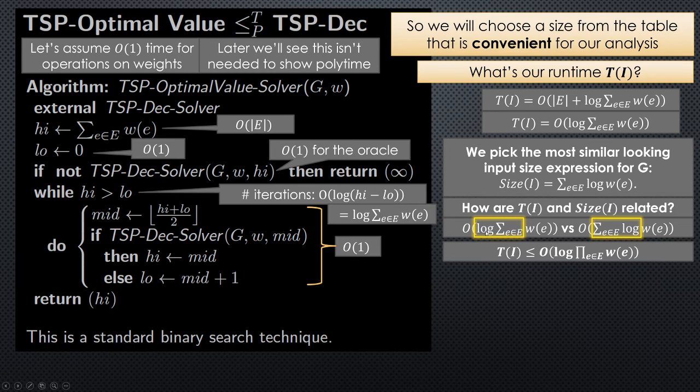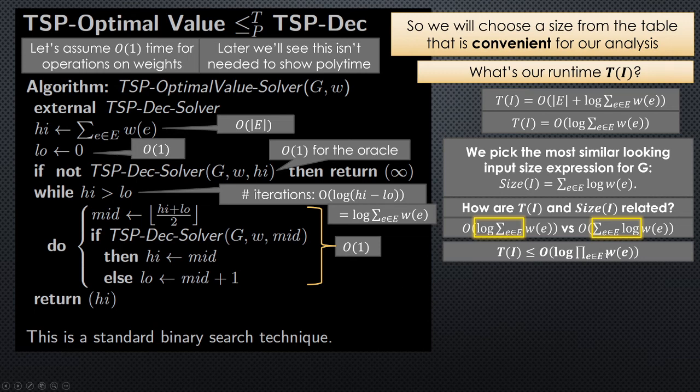Well, the log of the sum of weights, if these are positive weights, if there are no zeros, so let's assume that, because in the real world there are no zero costs on these paths. So the log of the sum of weights is going to be less than or equal to the log of the product of weights, right? A product of things that are 1 or greater is going to be larger, right? Taking the product is larger than the sum, if they're all positive integers.